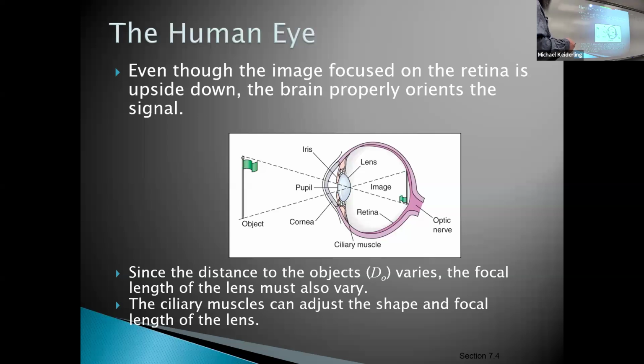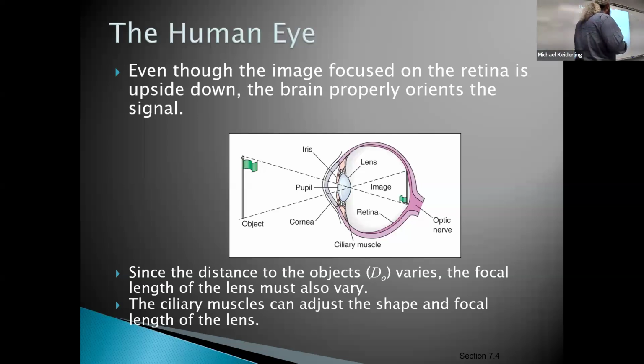Because the distance to the object varies and the distance to the image is fixed because your eye doesn't get longer and shorter, what has to change is the focal length of the lens. And you do that by squeezing or stretching the lens. The lens is flexible, and you have muscles that squeeze or stretch the lens, changing its shape, changing its focal length.